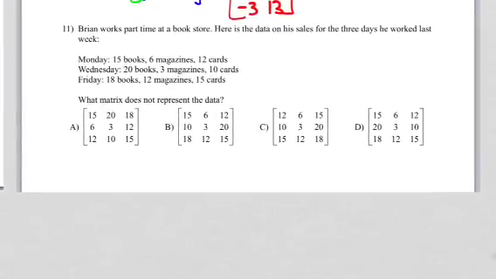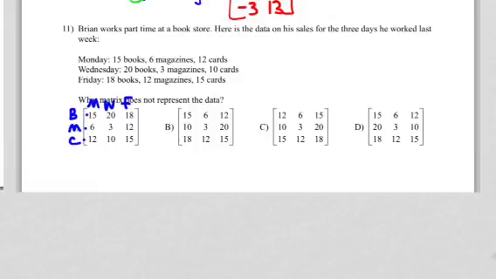Alright, last one. Same problem you've seen before. The key is to keep the data organized. So in this first problem, you had 15, 6, 12. That's everything he did on Monday. And then 23, 10 is Wednesday. 18, 12, 15 is Friday. And they're in the order of books, magazines, cards. So the data is correctly organized.